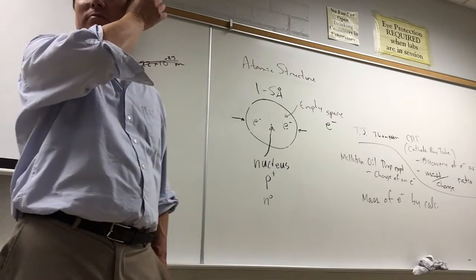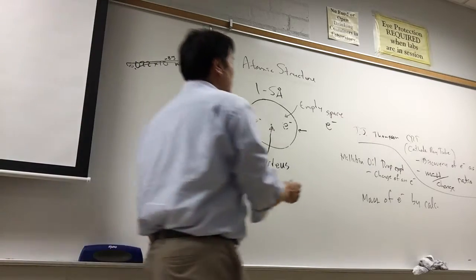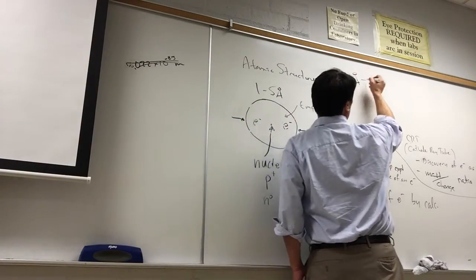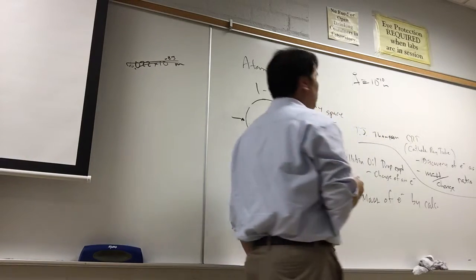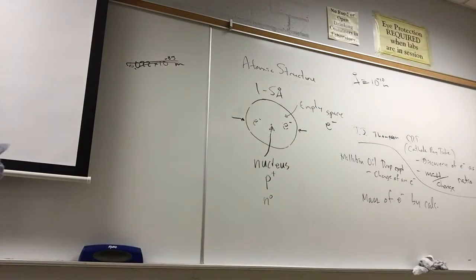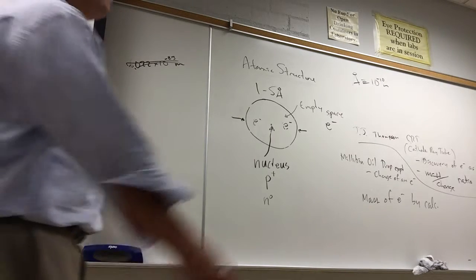Have you heard of an angstrom before? An angstrom is defined as 10 to the minus 10 meters. Well, you know what 10 to the minus 12 meters is. What is 10 to the minus 12 using metric prefixes? What is it called? Pico, right? And so that's close to pico.